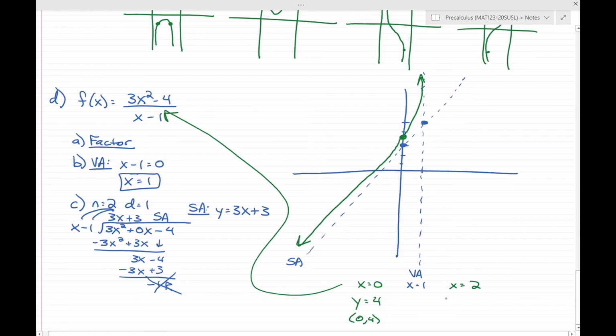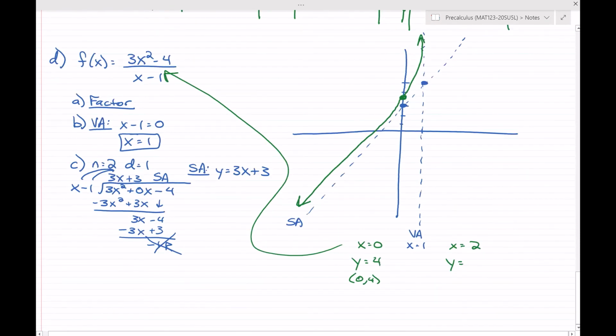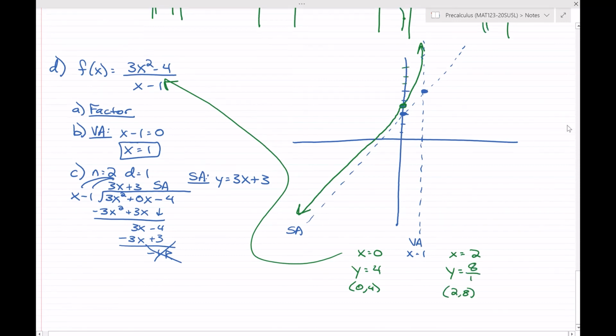If we were to plug in 2, we'd get 3 times 4 is 12, minus 4 is 8, over 1. So then when we go to graph the point 2, 8, let's go to 2, like over here, and 8: 1, 2, 3, 4, 5, 6, 7, 8. It's going to be really close to the asymptote, but it's going to be right there. So if we have to get close to the slant asymptote and close to the vertical asymptote, that's how the graph's going to look.